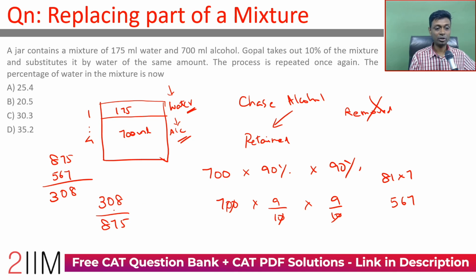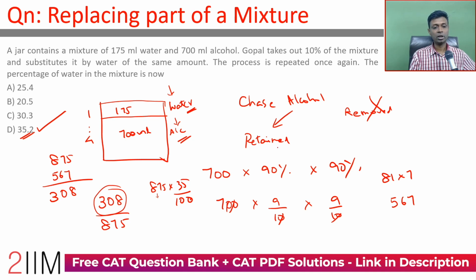308 is 30% of 1000 is 300. Of 875 should be a higher percentage. You're looking for something like this. 35.2% is your answer. 875 into 35/100 should give us this. 35/100 is a little more than 1/3. 1/3 of 870 is 290, so this is 292, 293. That should be slightly more than this. 308 will work out. This is what we are looking at.